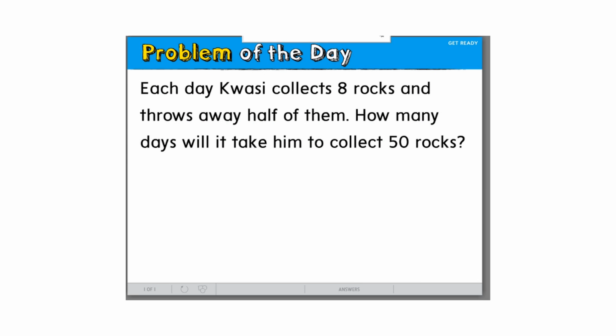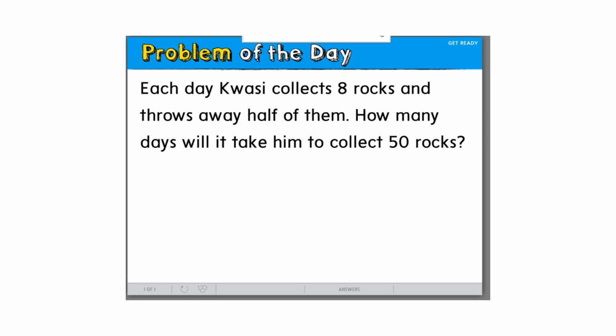Here's your problem of the day. Each day, Kwasi collects 8 rocks and throws away half of them. How many days is it going to take him to collect 50 rocks? So if each day he collects 8 and throws away half, how many days will it take him to collect at least 50 rocks? That doesn't mean there's going to be one day where he collects exactly 50 rocks, but when will it come to the point where he collects 50 or more rocks?